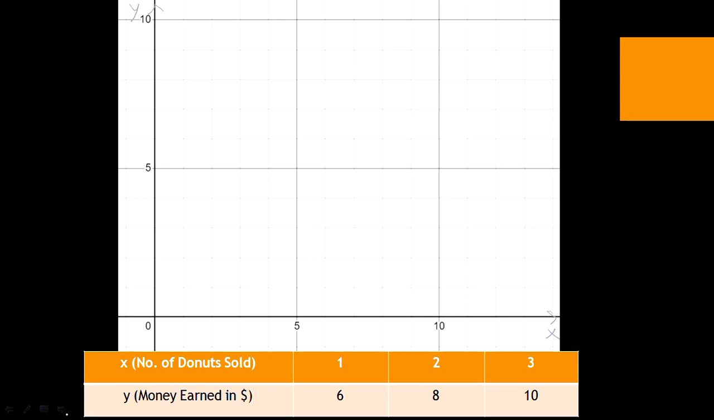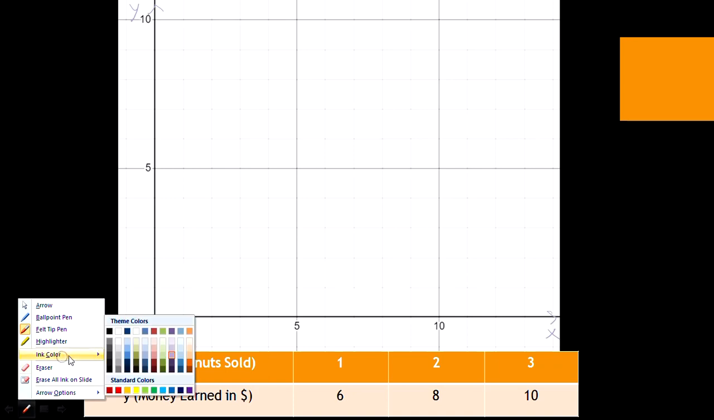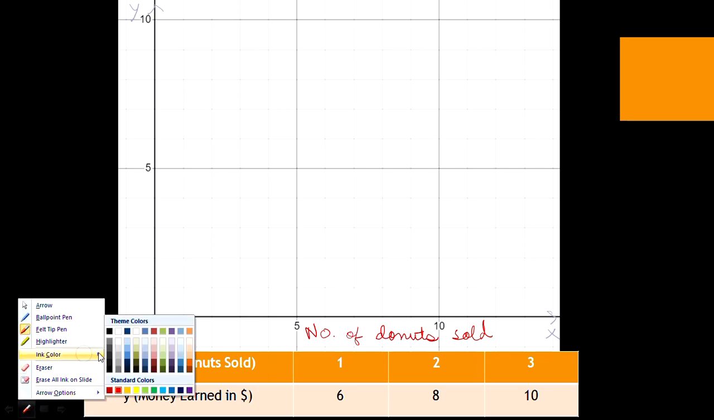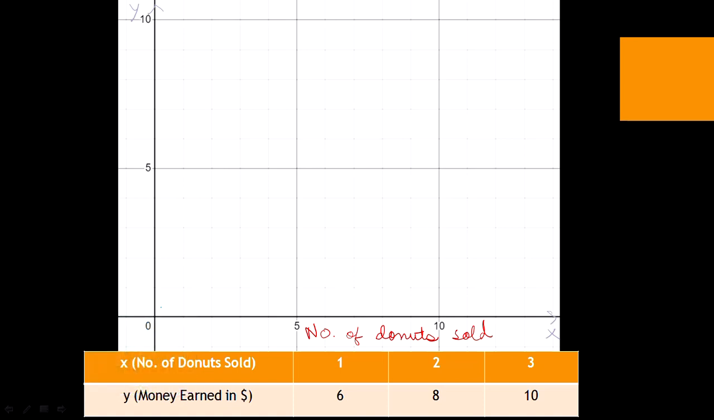Now what we can do is we can take one value and plot it on one axis. So let's say we plot x, which represents the number of donuts, on this axis, number of donuts sold. Let us plot this on the x-axis, and let us plot, let's say, the money earned on the other axis, which is the y-axis. So money earned will be plotted on this axis.